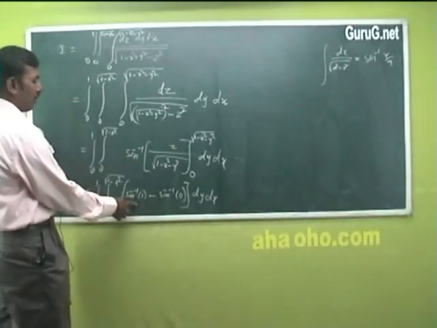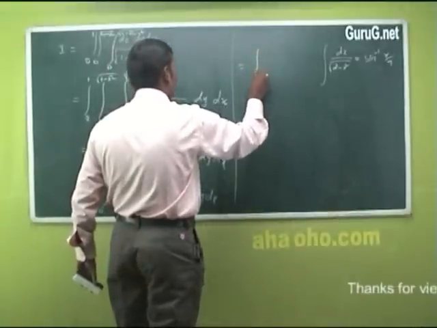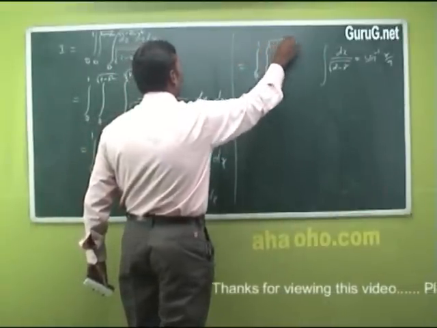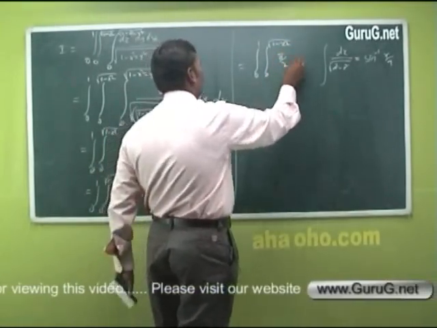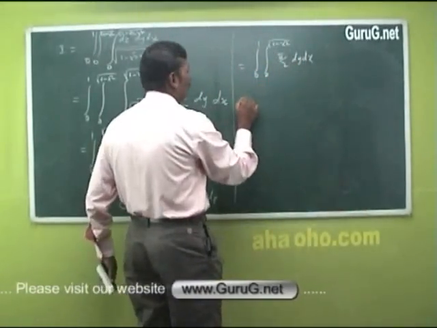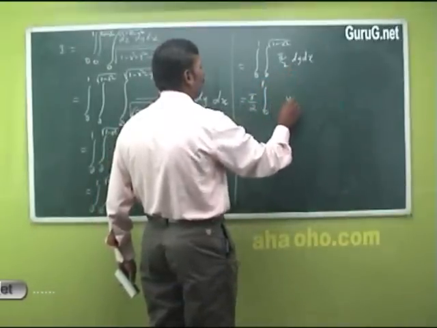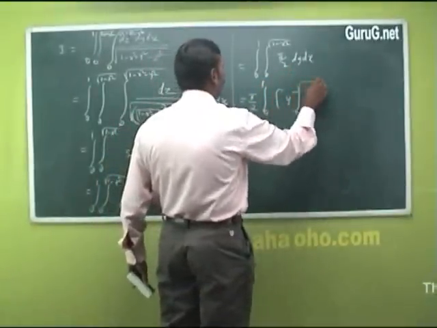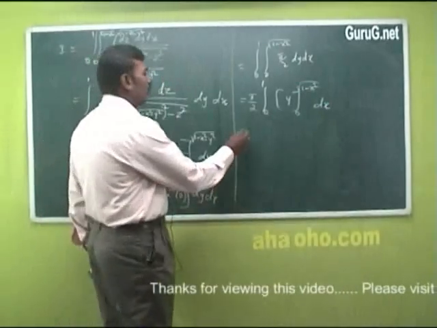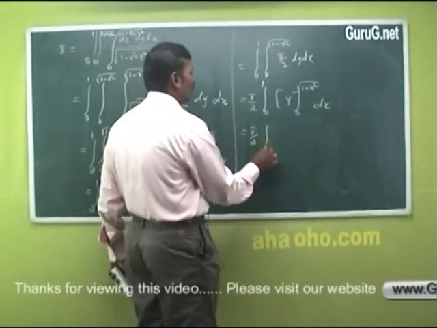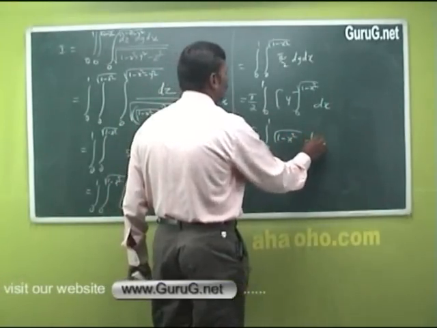So the answer is pi by 2 for this, and 0 for that. Then integral 0 to 1, 0 to root of 1 minus x squared, pi by 2 into dy dx. Now pi by 2 is a constant, we take it outside. Integral 0 to 1, integrating with respect to y we get y, so 0 to root of 1 minus x squared into dx. Pi by 2 into integral 0 to 1, substituting the limit, root of 1 minus x squared into dx.